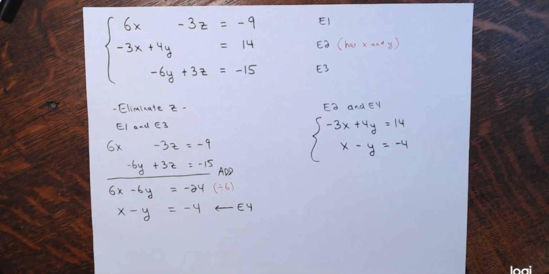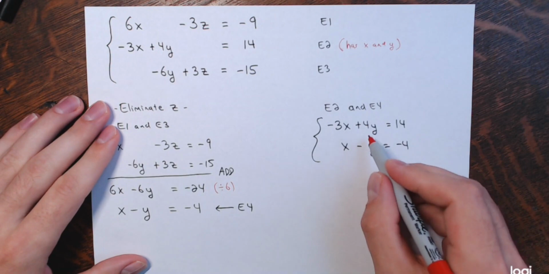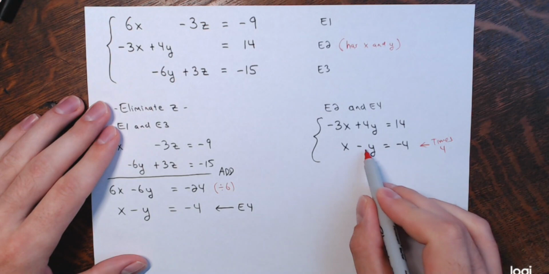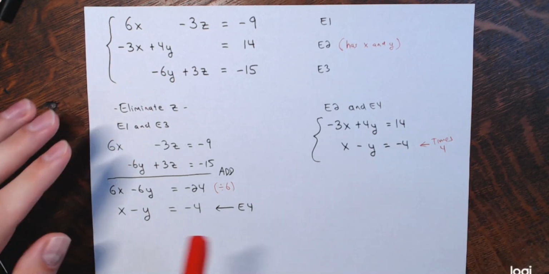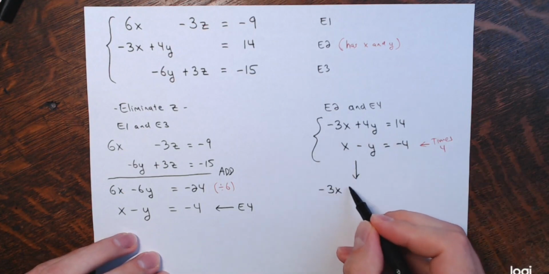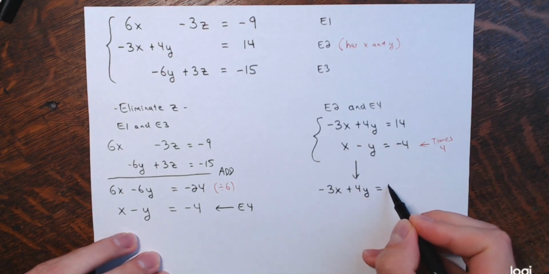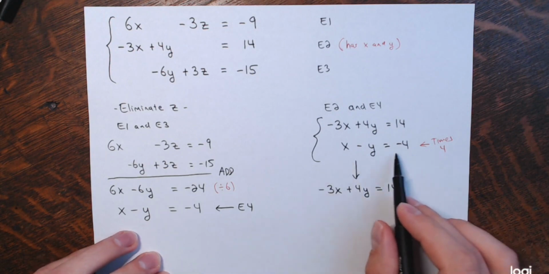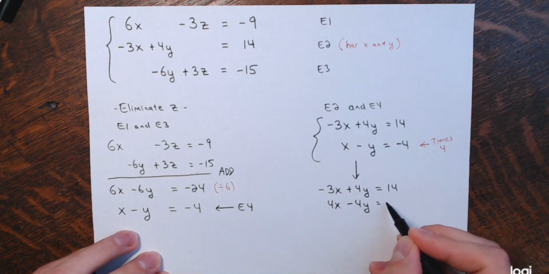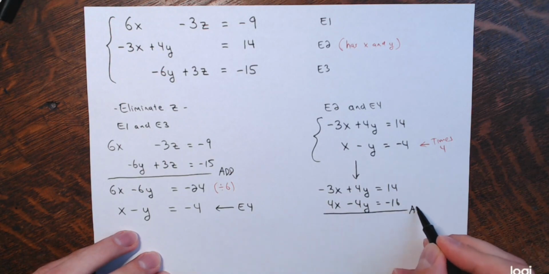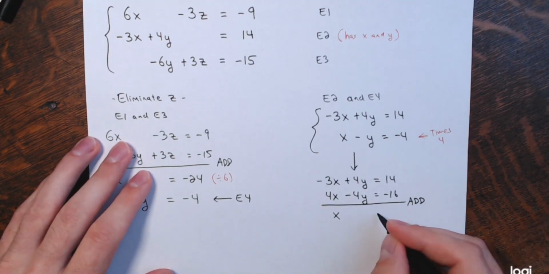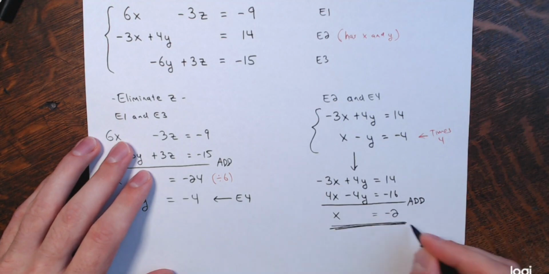So this one's pretty simple to eliminate one of the variables. I can eliminate y pretty easily by multiplying the second equation by 4. That'll give me negative 4y here and positive 4y there. The top equation stays the same: negative 3x plus 4y equals 14. Second equation, I multiplied everything by 4, so we have 4x minus 4y equals negative 16. Now I can add the equations together because the coefficients of y are opposites, and I'll have x on the left equals negative 2 on the right. There's the value of x.